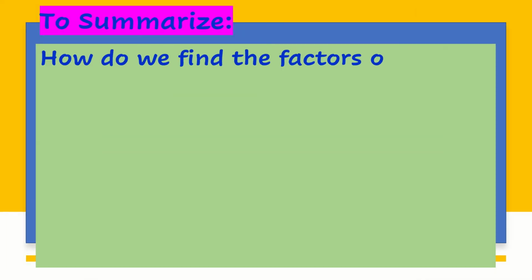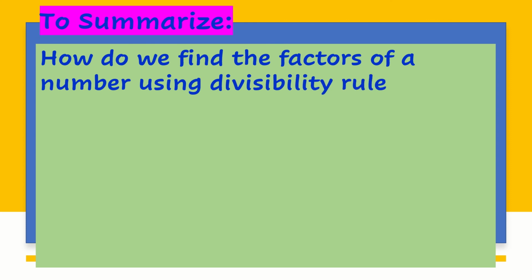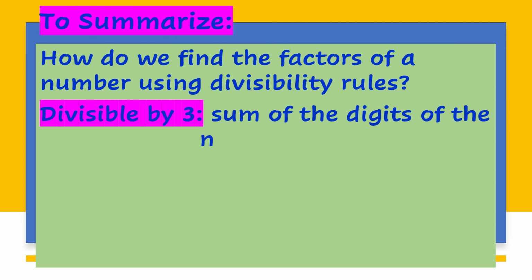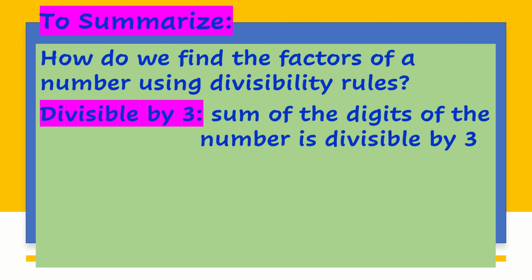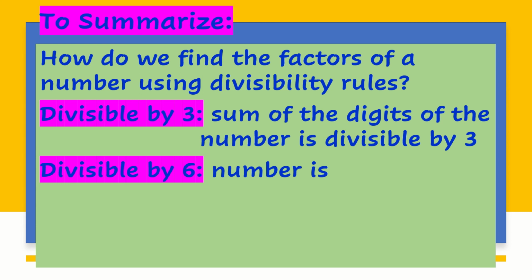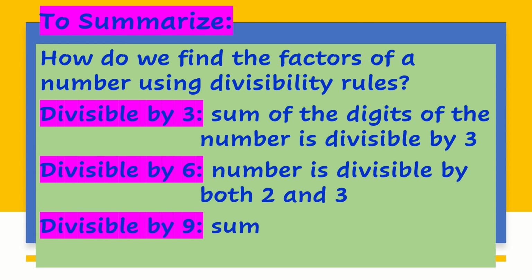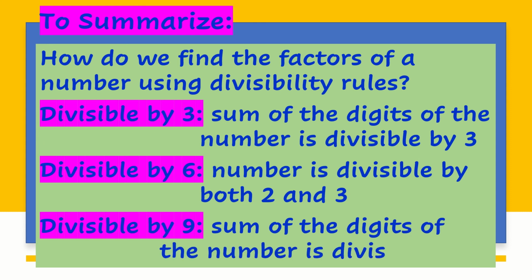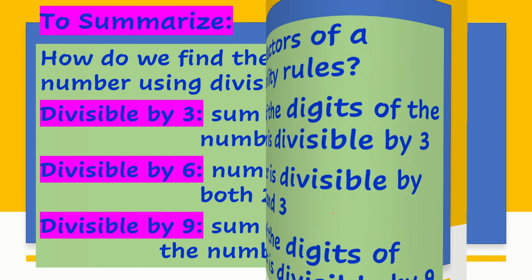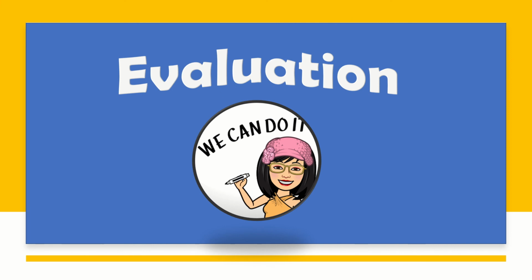To summarize, how do we find the factors of a number using divisibility rules? Divisible by 3 if the sum of the digits of the number is divisible by 3. Divisible by 6, the number is divisible by 2 and 3. Divisible by 9 if the sum of the digits of the number is divisible by 9 or a multiple of 9. Okay, so remember always the divisibility rules by 3, 6, and 9. So with that, we will have your evaluation.